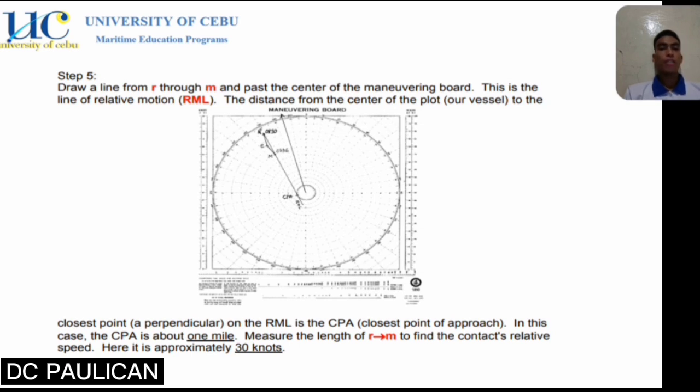In this case, the CPA is about 1 mile. Measure the length of R to M to find the contact's relative speed. Here, it is approximately 30 knots.